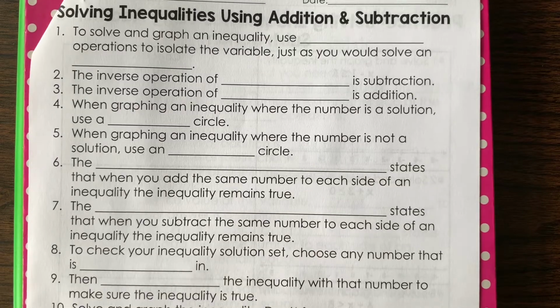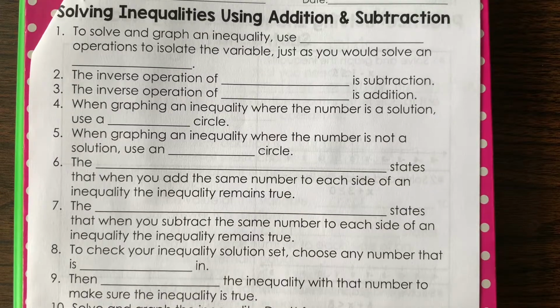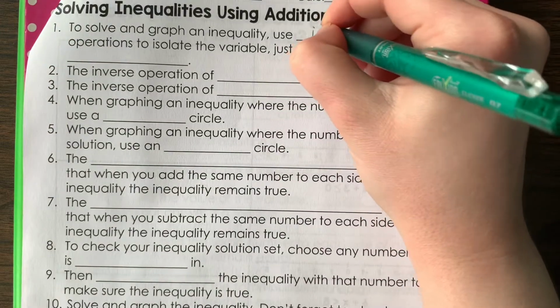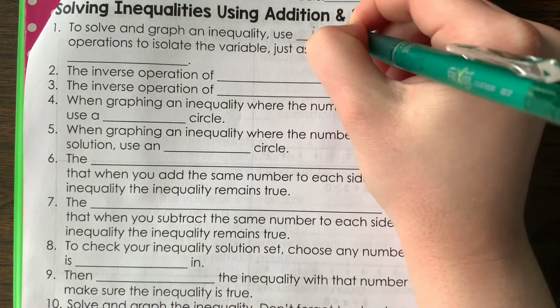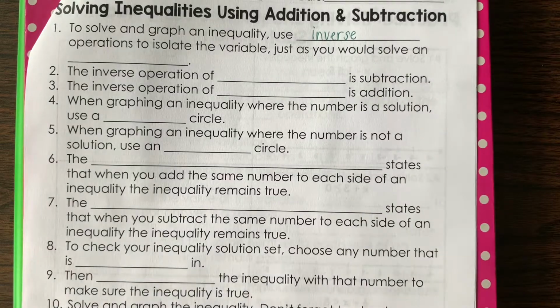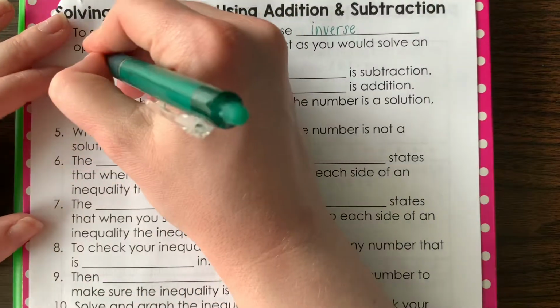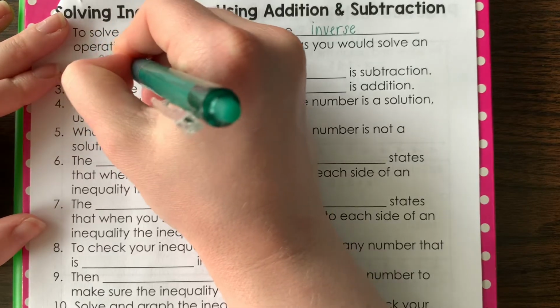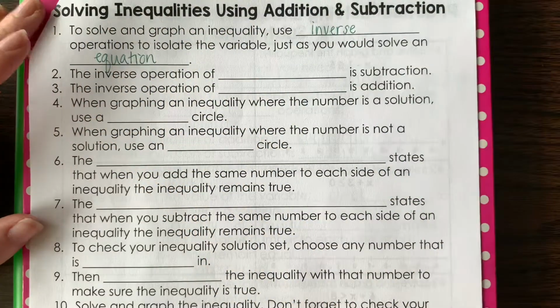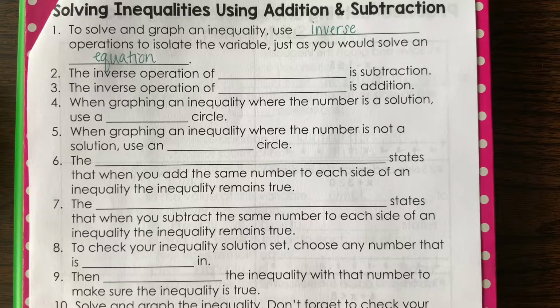For the next part of notes, we're going to be talking about solving inequalities, and this time we're also going to be using addition and subtraction. So to solve and graph an inequality, we're going to use the inverse operations to isolate the variable just as you would to solve an equation. What we just did to solve equations, we're going to do the exact same thing here to solve inequalities.